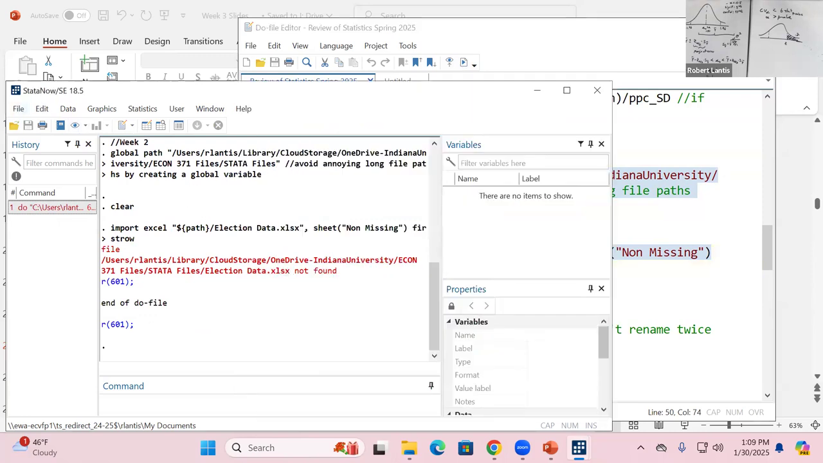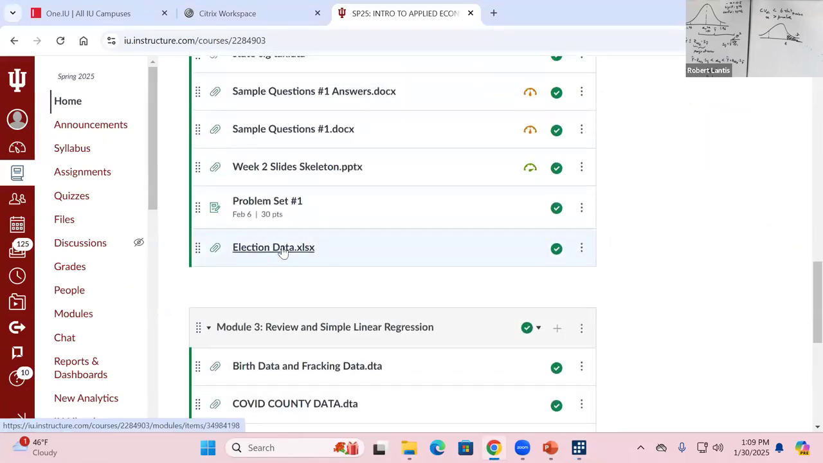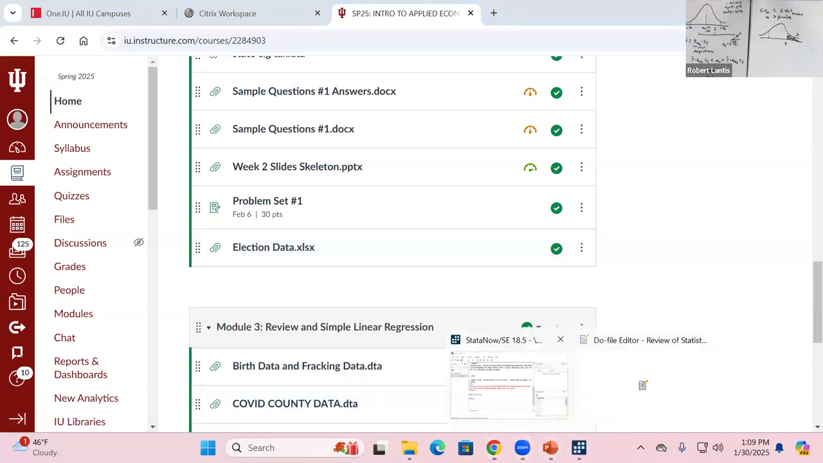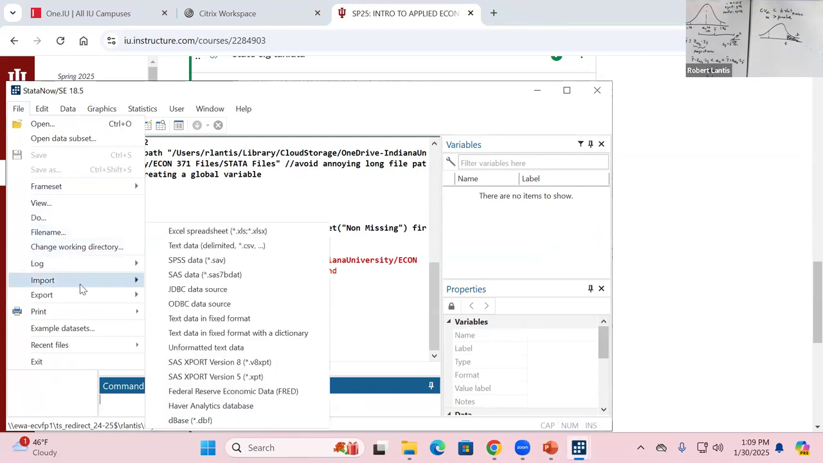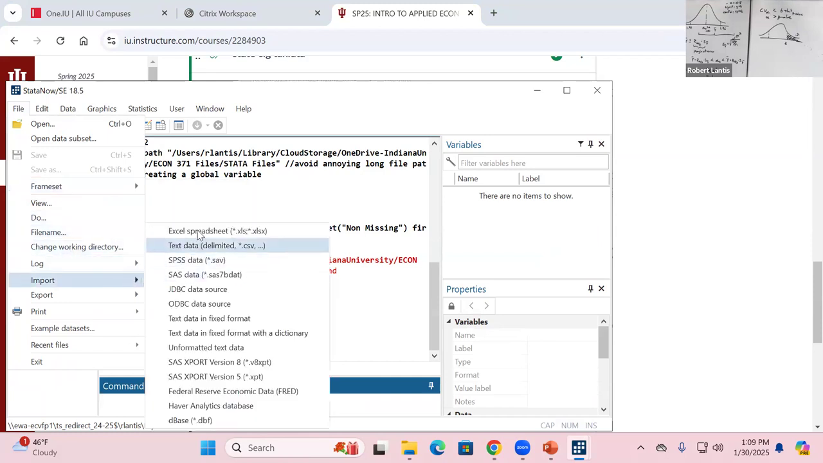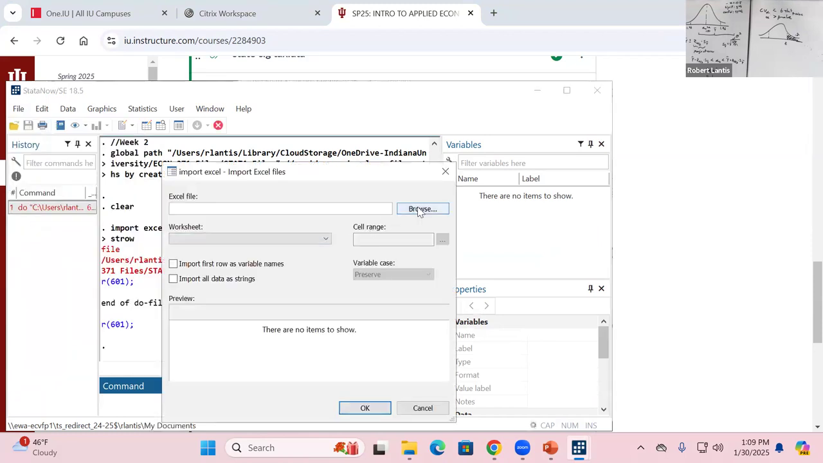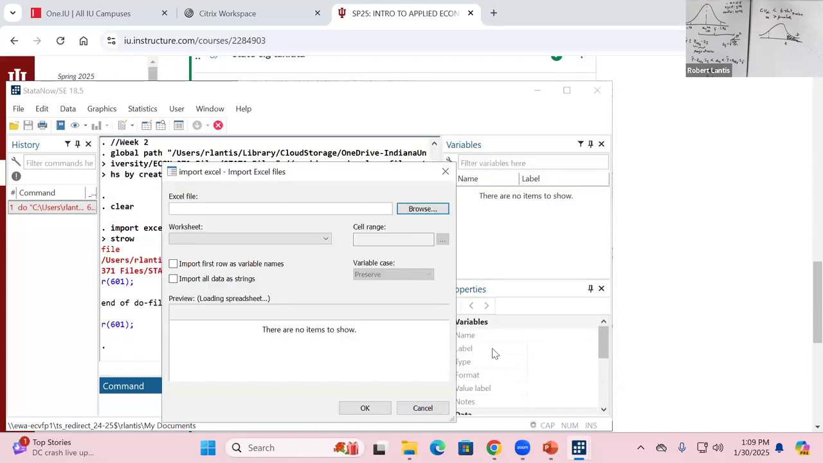So I have this XLSX file, or an Excel file. I think it was under week 2 because we didn't quite get to it, election data. That should be in your OneDrive folder. Once that's in your OneDrive folder, you can go to File. Now, it's not a .dta. This is the last time I'll have to import things, but in general I'll give you the actual Stata file already. But even if you had to import, let's say you go out and find some Excel data and you want to play around with it, I go to Import, Excel spreadsheet, and browse. I think it's in week 1. There it is, election data. I'm going to go to Open.